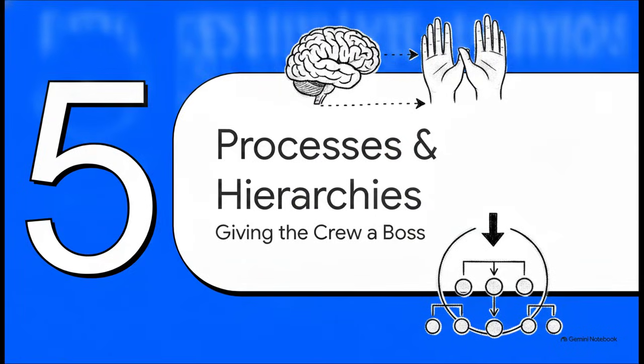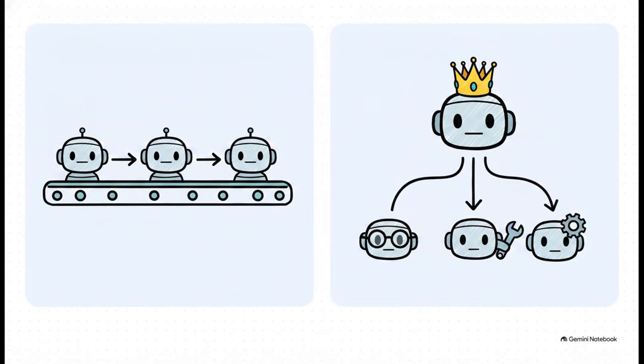And that leads us to our final core concept. Section 5, processes and hierarchies. Or as I like to call it, giving the crew a boss. By default, AI crews run on what's called a sequential process, meaning Agent 1 does the research, hands it off to Agent 2 who writes the draft, who then hands it to Agent 3 who edits it. It's very predictable, much like a factory assembly line.